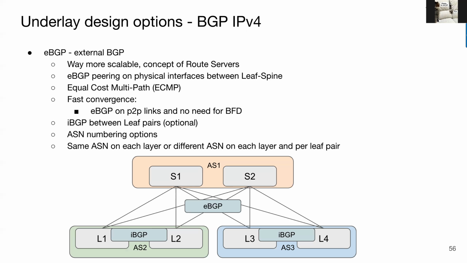Border leaves are going to be connecting data centers. So you'll have your DCI connections there, your data center interconnect. Okay.